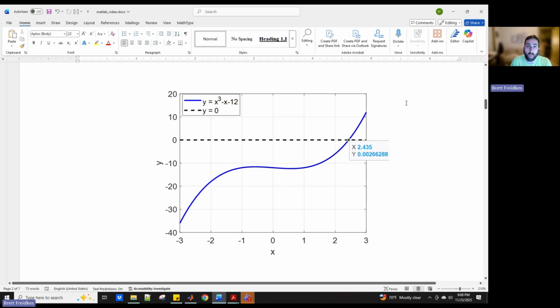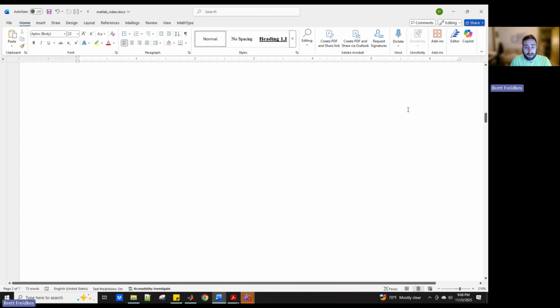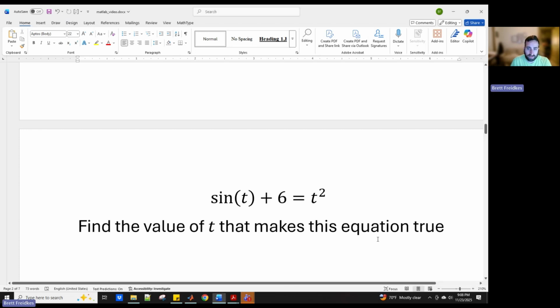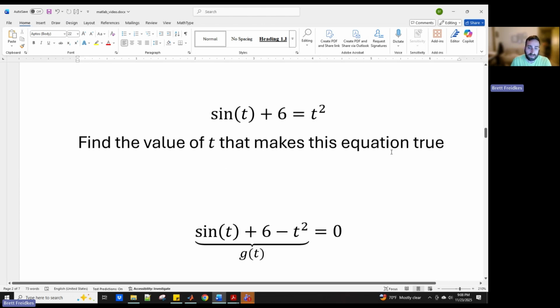Now, this function had only one x-intercept, so there's nothing really complicated with initial guesses. So let's move forward and do a second example. In this case, we're going to find the value of t that makes this equation true. And just like before, the first thing we have to do is make sure that everything is on one side and equal to 0. So I'm going to move everything over to one side. I'll move the t squared over to give me this, sine of t plus 6 minus t squared.